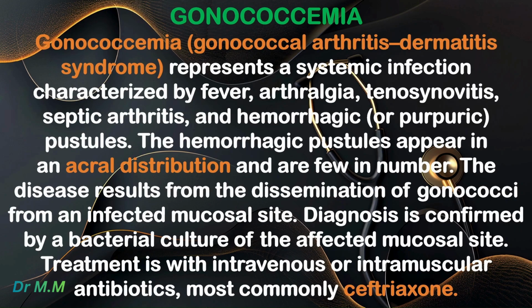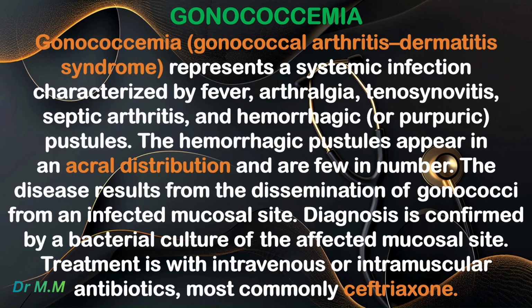Gonococcemia. Gonococcemia, gonococcal arthritis, dermatitis syndrome, represents a systemic infection characterized by fever, arthralgia, tenosynovitis, septic arthritis, and hemorrhagic or purpuric pustules. The hemorrhagic pustules appear in an acral distribution and are few in number.